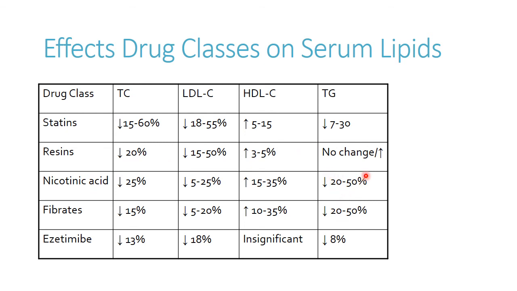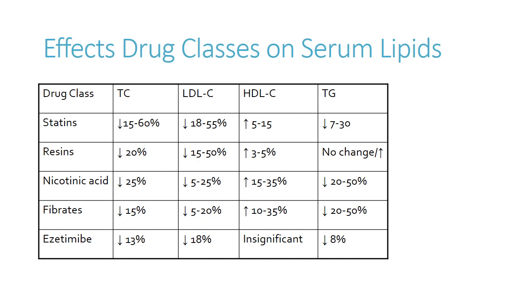Nicotinic acid, the big thing here is going to be for triglycerides and also HDL, so that's its big claim to fame. Fibrates, again, probably also good for HDL and also triglycerides as well. So those have a similar place in therapy for these patients. And then Ezetimibe, mainly going to be focusing more on LDL, maybe a little bit on triglycerides, but again, this is a good adjunct if you could not get them under control with just statins alone, right?